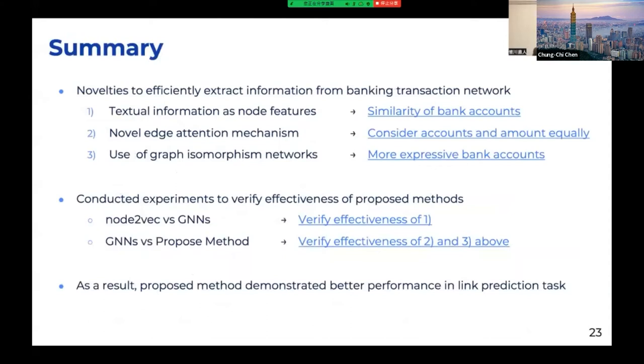As a summary, we introduced three novelties: considering similarity of bank accounts by introducing node features, the novel edge-enhanced attention mechanism, and the use of GIN to get more expressive bank account representations. To prove this effectiveness, we conducted experiments and demonstrated better performance in link prediction tasks.